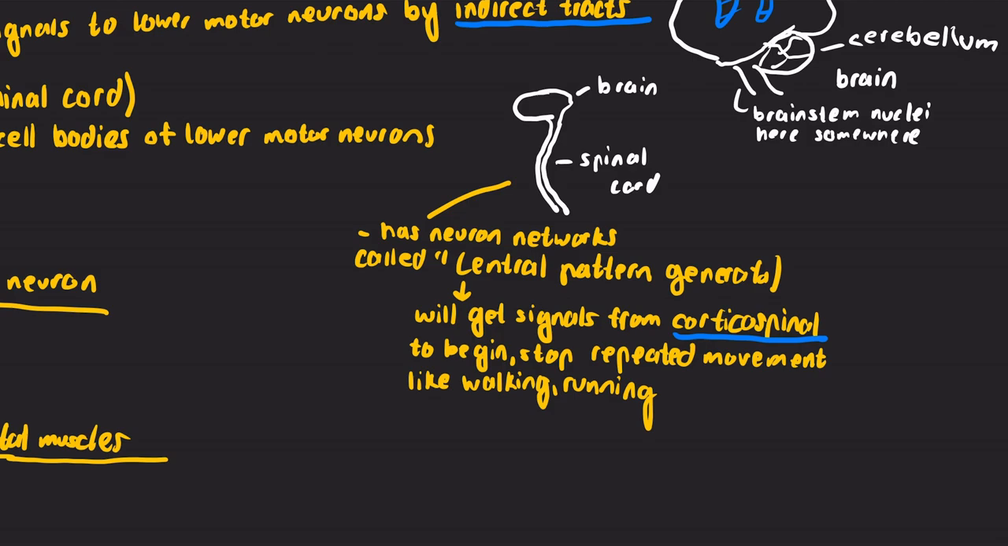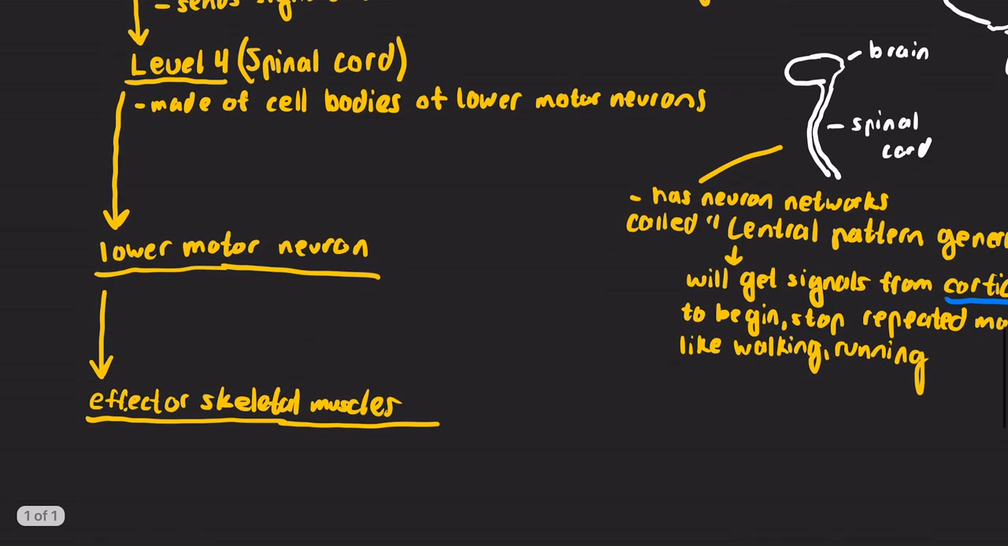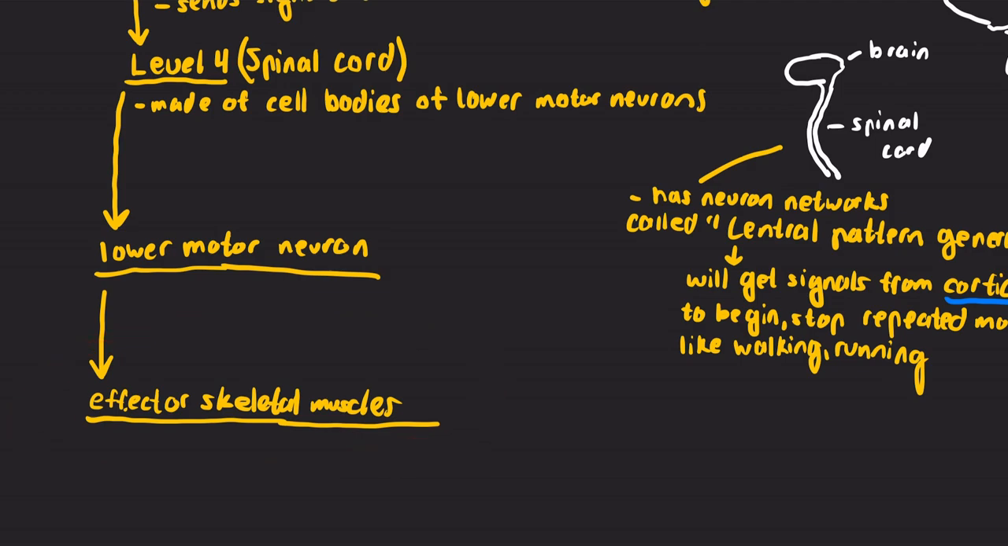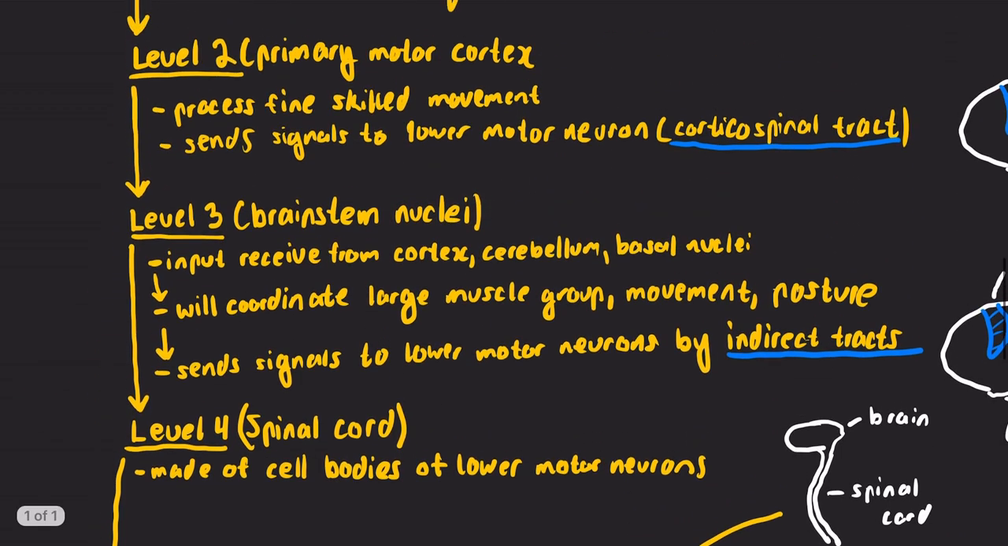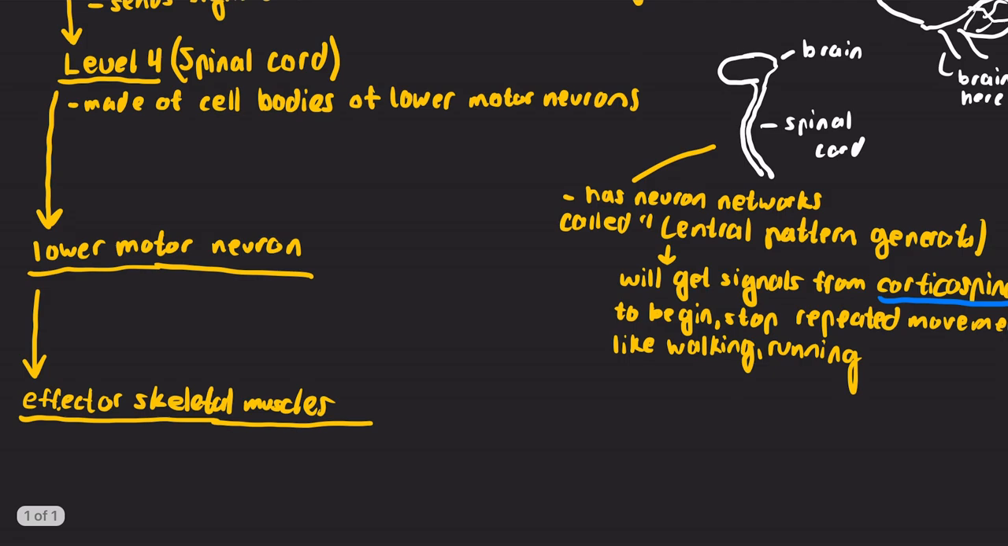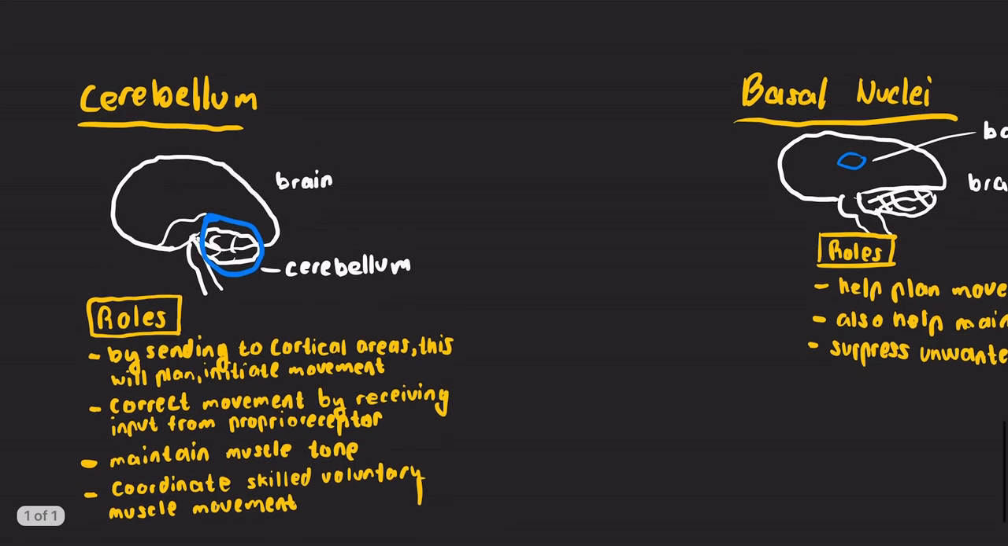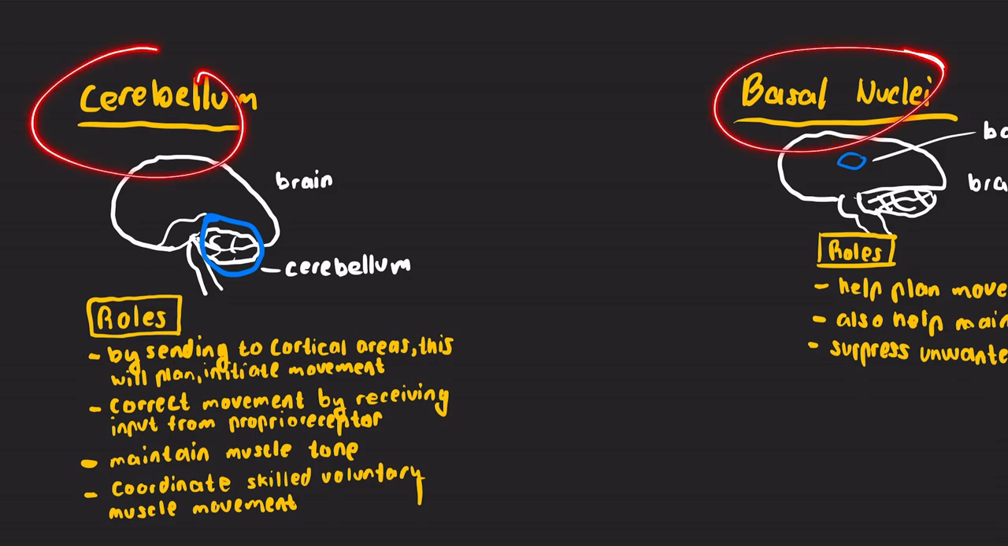Repeated movements, things like walking, running, right? It will help initiate and stop those repeated movements. Okay? Eventually, the signals will reach the lower motor neuron itself and the effector, which is the skeletal muscle. So that goes a bit more into what we talked about last time on the levels of motor control. Now let's look at those inputs that were going onto the brainstem nuclei, which are the cerebellum and the basal nuclei.